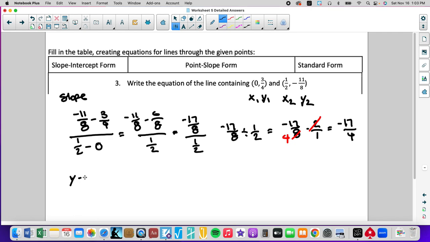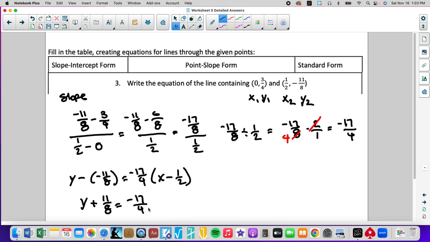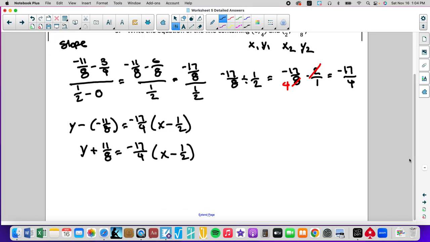minus -11/8 equals -17/4 times the quantity x minus 1/2. Now, all you have to do is simplify. So y plus 11/8 equals -17/4 times x minus 1/2. That is point slope form. That is one of them.